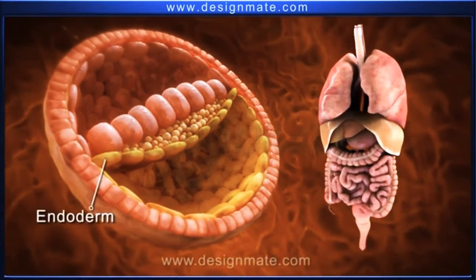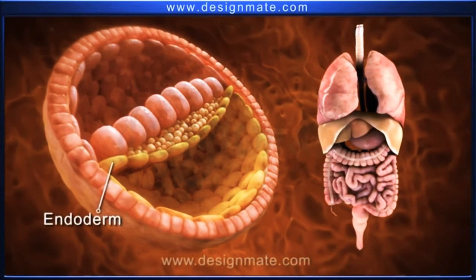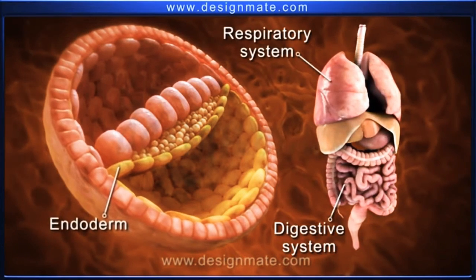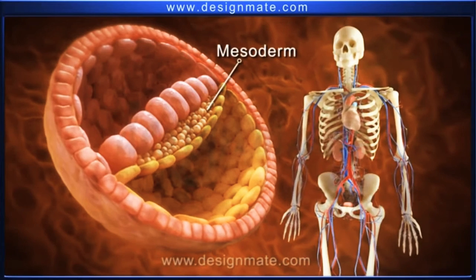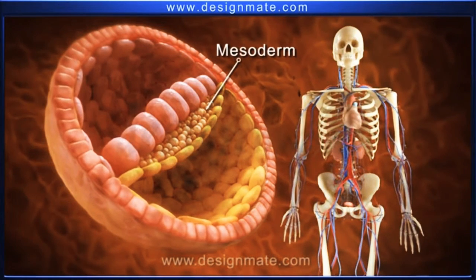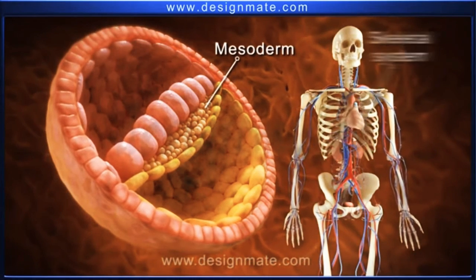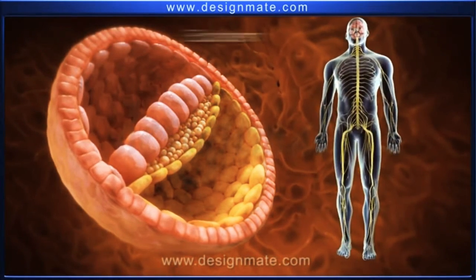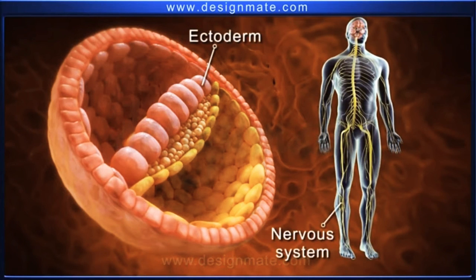The endoderm, along with the endodermal tube called the archenteron, will develop into the digestive and the respiratory system. The mesoderm, consisting of mesenchymal cells, will eventually give rise to the circulatory, excretory, and skeletal system. The ectoderm, consisting of columnar cells of the gastrula, will develop into the central nervous system and the skin.